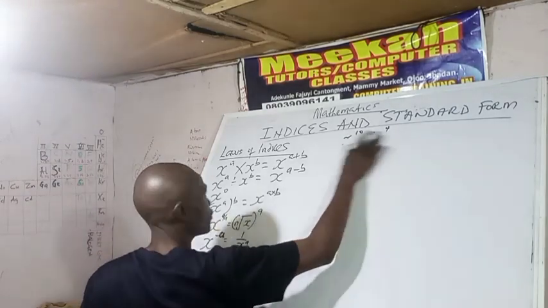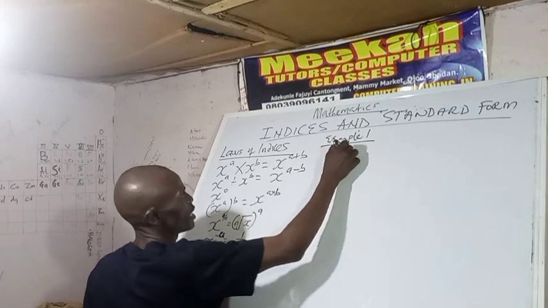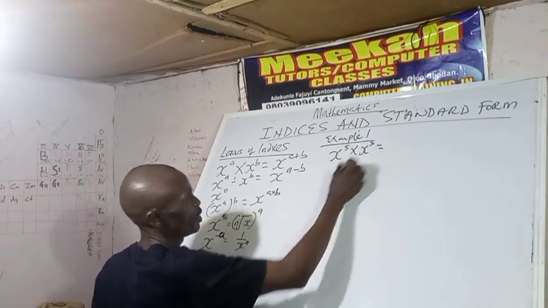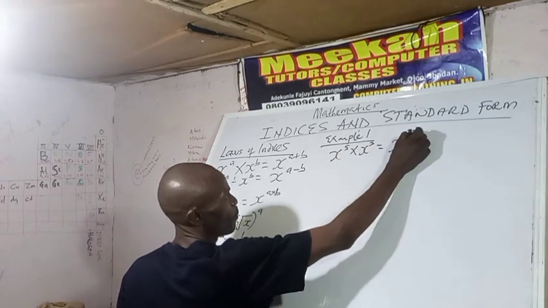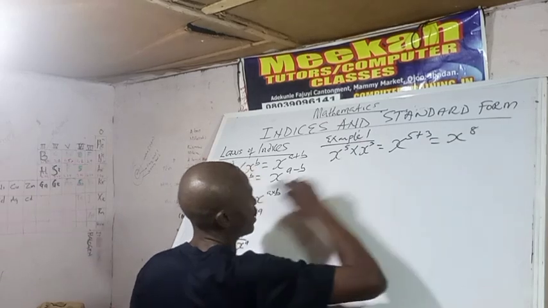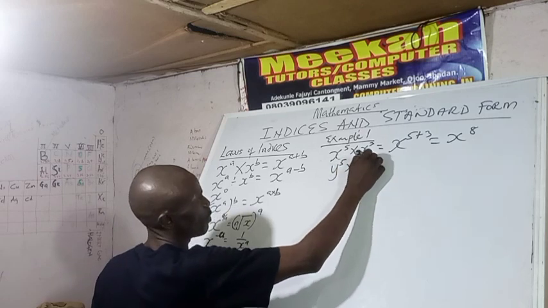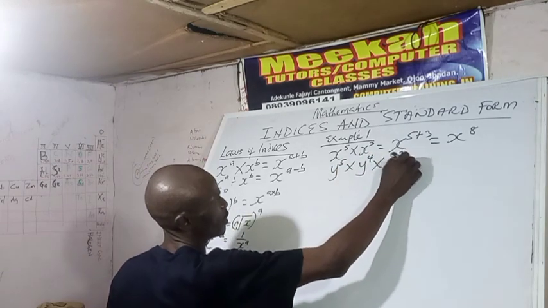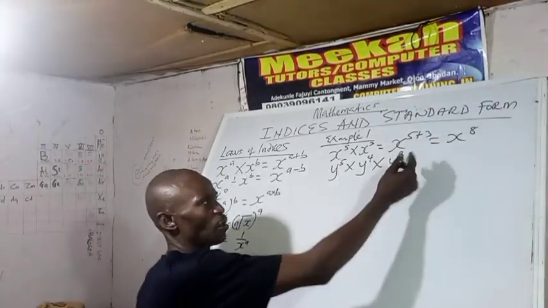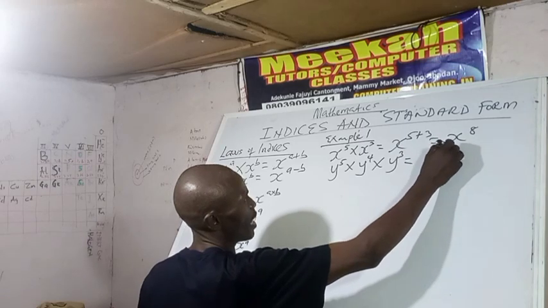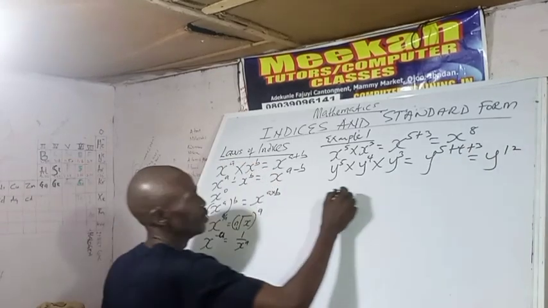Example 1. X raised to power 5 multiplied by x raised to power 3. The two of them become x raised to power 5 plus 3, which becomes x raised to power 8. If I have y raised to power 5 times y raised to power 4 times y raised to power 3, all in exponential form, that is indices form, I'll take it to be y raised to power 5 plus 4 plus 3. That becomes y raised to power 12.